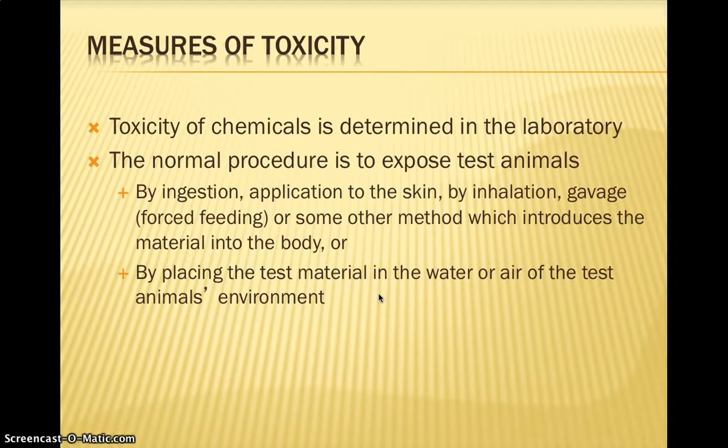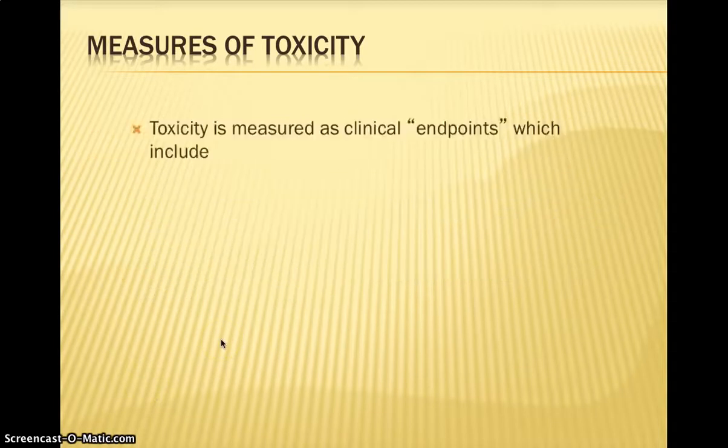Now, for a second, think about your brine shrimp lab. Which of these methods are we using for the brine shrimp lab? Yes, definitely. We're using this water substance and we're putting some ammonia in it, and we are exposing the brine shrimp to the ammonia by allowing them to live in that for a little bit and introducing it into their bodies. So that's one way in which we measure the toxicity of a substance.